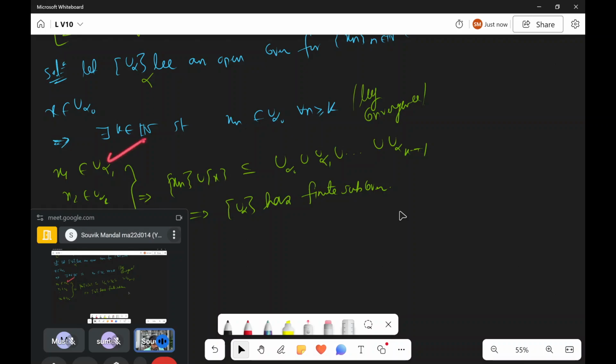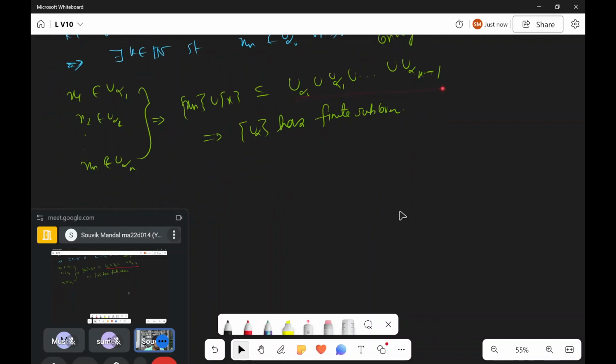Now, x1 belongs to u alpha 1, x2 belongs to u alpha 2, up to xn belongs to u alpha n. So this implies that the sequence xn along with the point of convergence lies inside u alpha naught union u alpha 1 union up to u alpha k minus 1. So this tells that the cover has a finite subcover, namely u alpha naught, u alpha 1, up to u alpha k minus 1. So this is the argument. Is it clear to everybody? Please let me know.